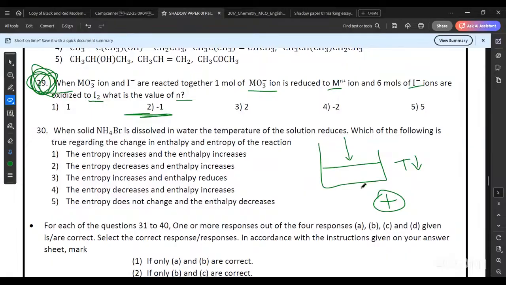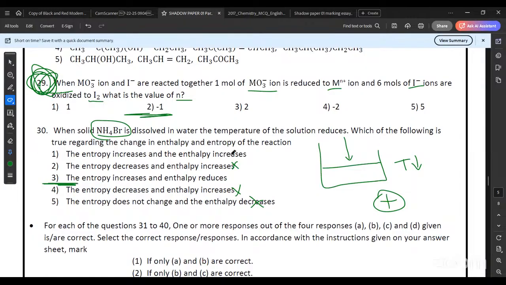The entropy is increasing. When you put sodium bromide into water, entropy is increasing. Why? Sodium bromide is a solid initially, and when you put it into water, it becomes ions and run here and there. I told you this before. So entropy increases, and then enthalpy changes. Let's cut this answer.